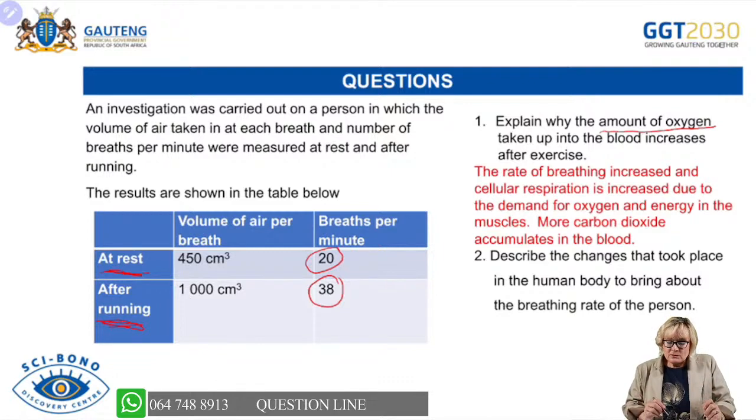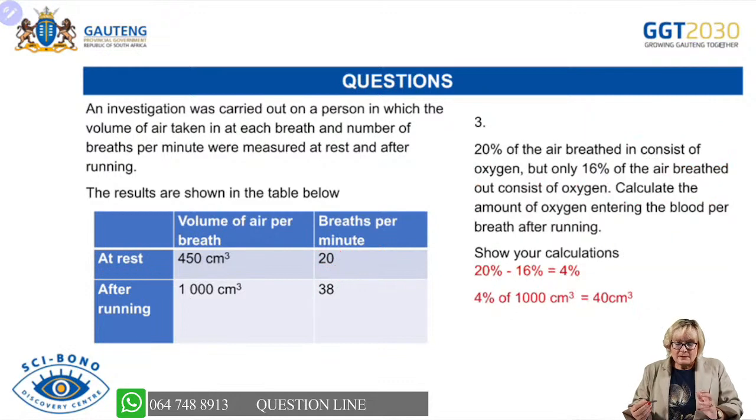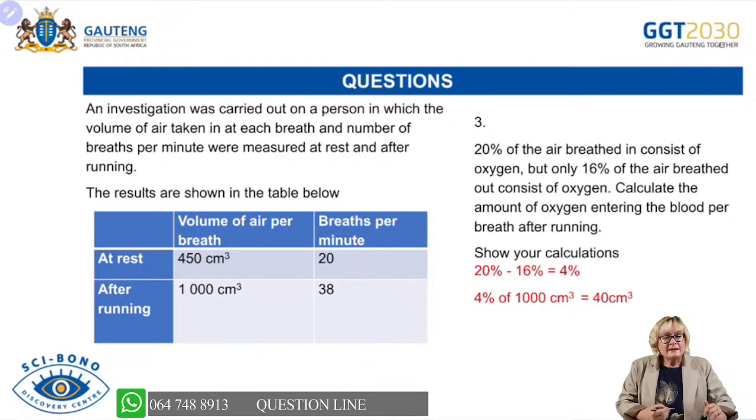Then they say, describe the changes that took place in the human body to bring about the breathing rate of the person. So what must you explain here? You must explain homeostasis of CO2. So we've done that in the 7 steps, so we're not going to look at that in detail again. Question 3 is a calculation. You cannot study for this, but you must be able to read and to think logically.